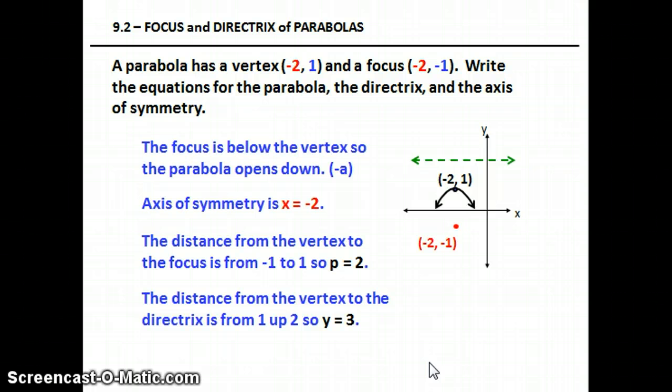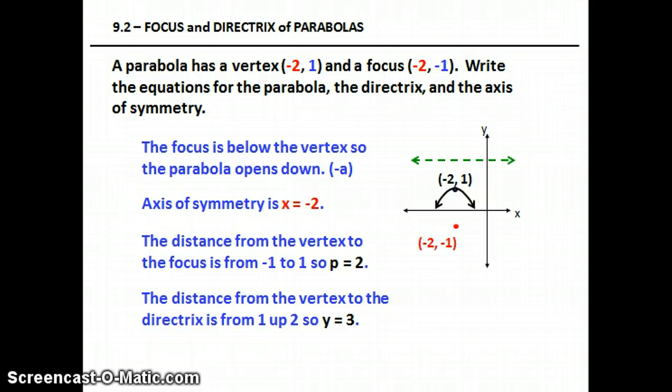Now, we know that the distance from the vertex to the focus goes from -1 right here all the way to 1. How far is that? That's going to be 2 points. From here, 1, here, 1, that's 2. So p is going to equal 2. Some people would say p is going to equal -2. Well, our a is going to be negative because it opens down. All right, the distance from the vertex to the directrix is from 1 up, the same distance of 2. So that's going to go from 1 up 2 to 3. Therefore, our directrix is y equals 3. See how simple that is?